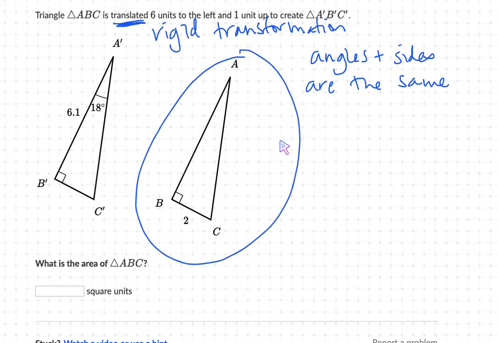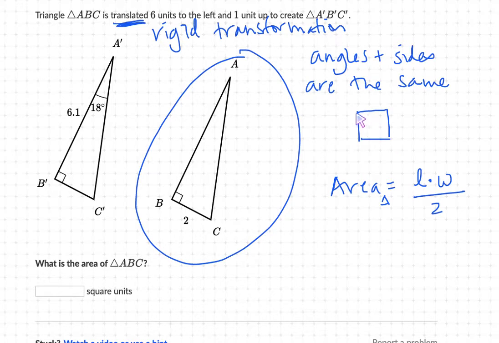In order to get that calculation, the area, remember area of a triangle is length times width. And since it's a triangle, we have to divide it by 2 because the area of a square is length times width. A triangle is half of that, so we have to take length times width and divide it by 2. Okay, so we do need more numbers here. Where can I get those numbers? I can get it from its clone, okay?